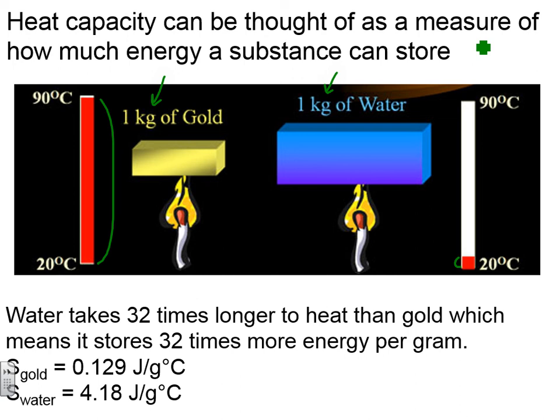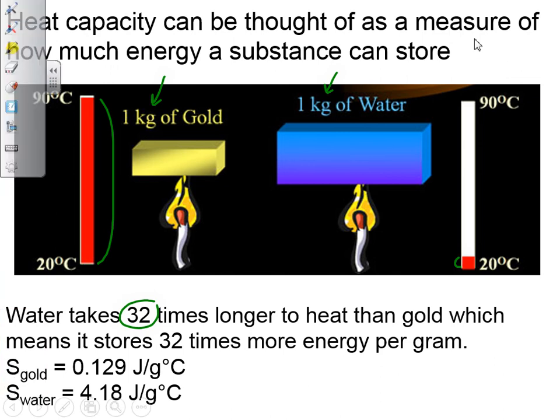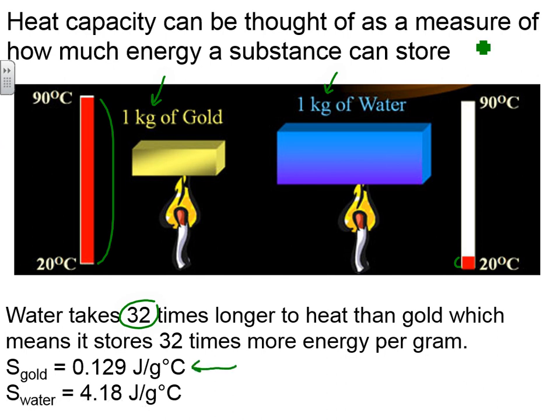Here it says it takes 32 times longer to heat water up than gold. Water takes 32 times longer to heat up than gold. This is because the heat capacities and the specific heats of gold and water are about 32 times different. So the specific heat of gold here is 0.129 joules per gram degree Celsius. So it takes just this much energy to heat up 1 gram of gold, and it takes this much energy to heat up 1 gram of water. So water can hold a lot more heat. That's where the 32 comes from; if you divide these two numbers, you'll get 32. So water can hold 32 times more heat than gold, and that's kind of the difference.